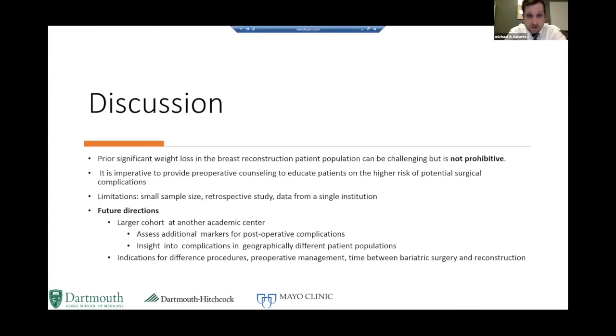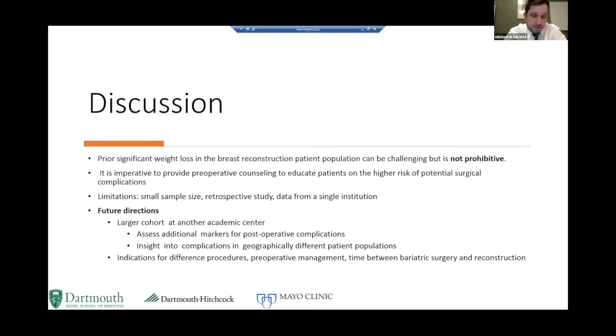We want to assess additional markers for postoperative complications, potentially get insight into complications in geographically different patient populations if we can get enough patients, and really look for indications for what type of procedure would be best for a patient, whether it be autologous versus an implant-based operation. Is it preoperative management that really matters in these patients, making sure that their labs and their nutrition are up to par? And is there a difference in time between bariatric surgery and reconstruction that we can elucidate and see if there's a specific time that we should be operating on these patients?